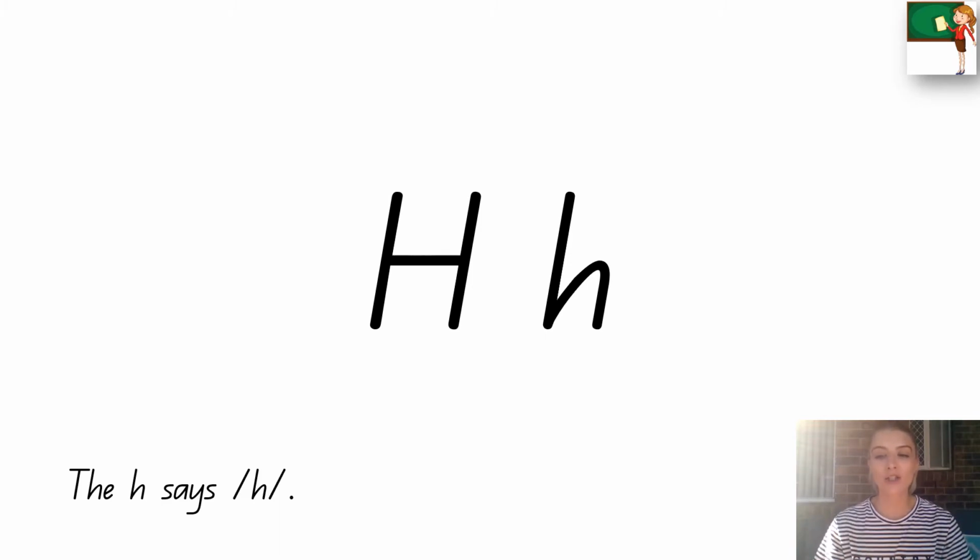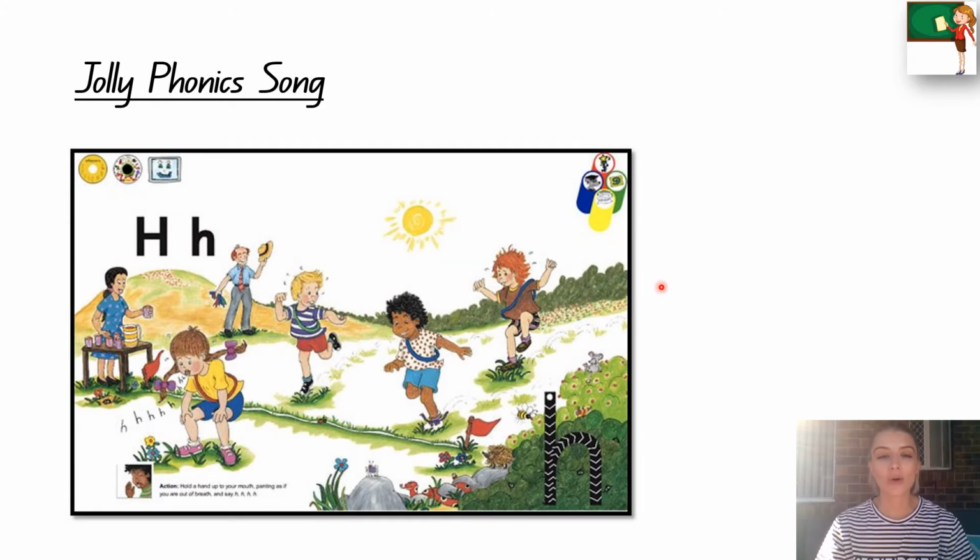Good. Now our action for this one does cover our mouth, but this helps us to know that we're making the right sound. You should be able to feel your breath come out of your mouth onto your hand, just like this. Can you try that? Well done. With our Jolly Phonics song, the song says, I like to hop, hop, hop. So we can feel that. When we say the word hop, you can feel your breath touching your hand.